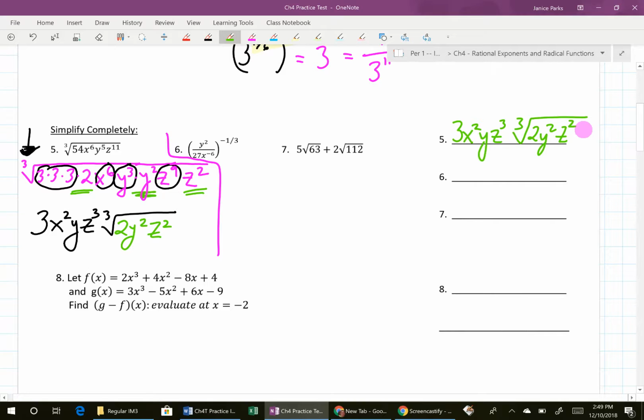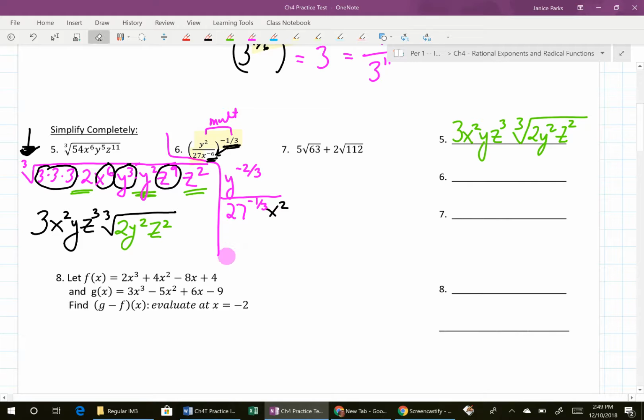For number 6, the negative 1/3 applies to everything. So you have to do y squared to the negative 1/3. That gives you y to the negative 2/3. Then you have to do 27 to the negative 1/3. And I'm just going to write 27 to the negative 1/3. You don't multiply 27 times negative 1/3 because 27 is not an exponent. So you do multiply the exponents together. Okay? Same thing here. You're going to multiply those two exponents together. Negative 1/3 times negative 6, which is going to give you x squared.